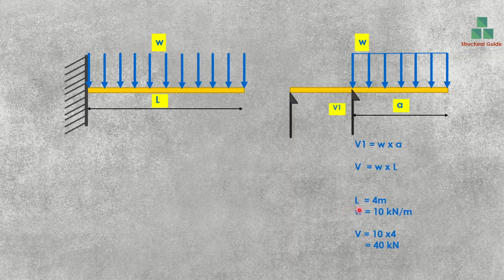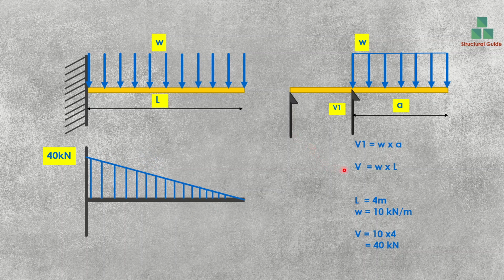In this example, if we consider L as 4 meters and W as 10 kN per meter, let's see how we calculate the shear force. V equals 10 into 4, because UDL is 10 and length is 4 meters. So with that we have a 40 kN shear force at the edge of the support. Here we have a 40 kN UDL. Now let's see how we can draw the shear force diagram.